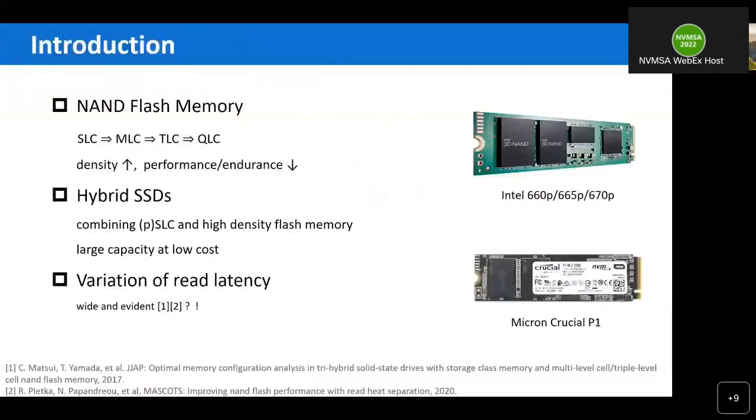Now, let's begin with the introduction. NAND flash has experienced significant development during the last decade, from SLC, MLC, TLC to QLC. The increasing density comes with problems of performance and endurance. To hide these downsides, consumer SSDs are widely designed with a hybrid architecture, combining SLC and high-density flash memory. By utilizing SLC blocks as the cache of QLC blocks, the whole system throughput can be significantly improved. They work well with large capacity at low cost.